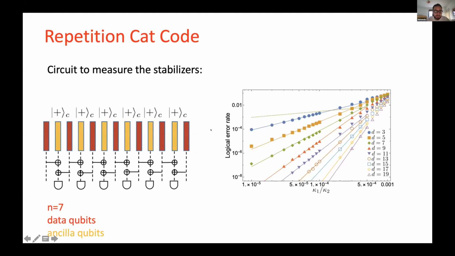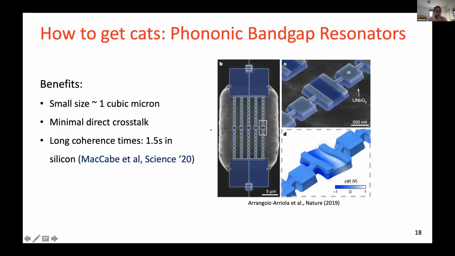I'll put this more into context very soon. But now let me just tell you what is the physical model that we use here, when we did our analysis.